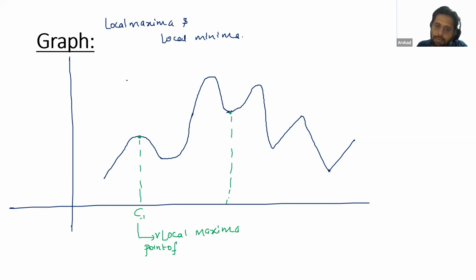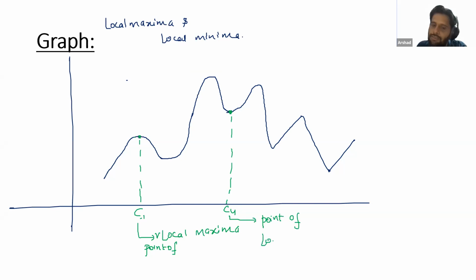Let this be C4. If we check the value at this point, the value is lesser than the neighboring points. If you check the left side, this value is less than the left side value. If you compare with the right side value, this value is less than the right side value. So at this point, the function has a value lesser than the neighboring points. So this point is called a point of local minima.